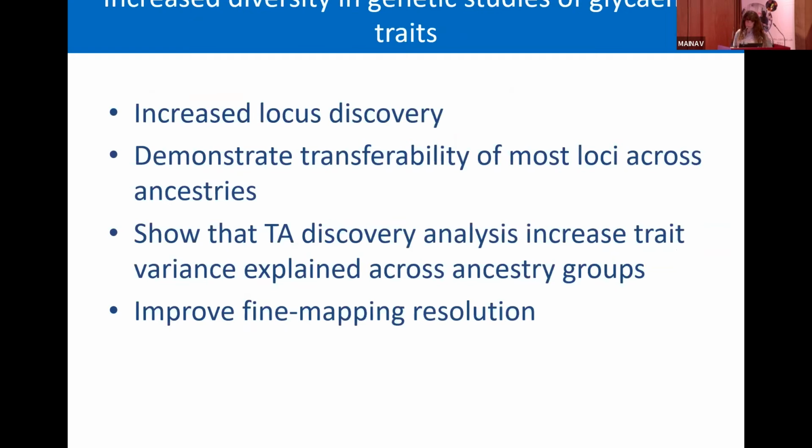So just to kind of summarize this part of the talk, what have I told you so far? Based on the data that we had for these different glycemic traits, we think increasing the diversity helped us discover more loci. It allowed us to explore the transferability of the loci and indeed demonstrate that about 80% of loci transfer with no evidence of effect allele heterogeneity. The trans-ancestry discovery, including those SNPs, does increase trait variance explained even if they're not genome-wide significant across all populations, and there is evidence that it does improve fine mapping resolution. You probably all think, well, that's not really surprising, but at least we could show it.